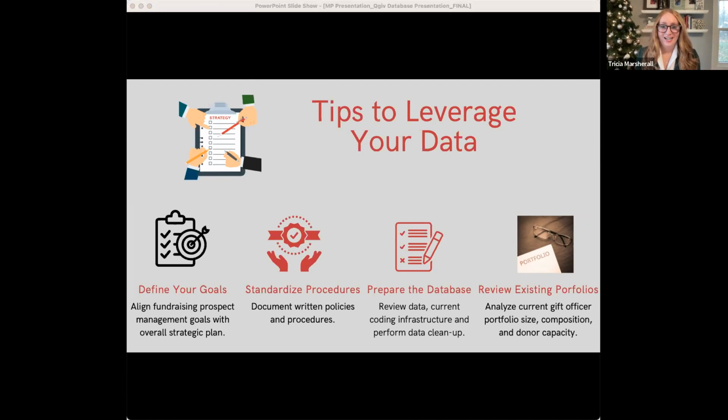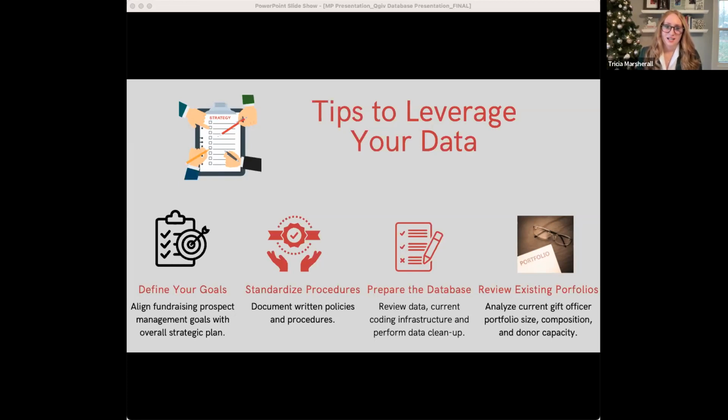What and where does the information live, and what's recorded regarding your donors and your prospects? Is it stored in spreadsheets and notebooks? Is it in the heads of your gift officers? And how do we gather and get that information back into your database? What cleanup needs to be completed?